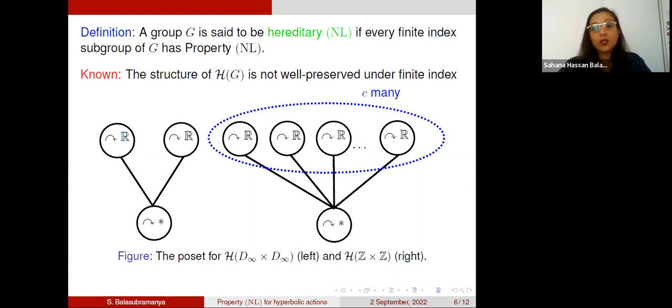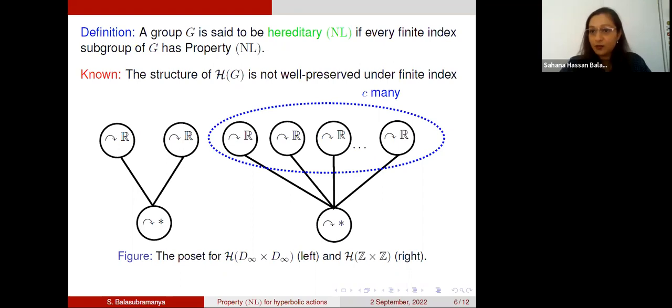So if we study the property hereditary NL, not only do we know that the poset structure for the group is trivial, but it's also trivial for every finite index subgroup. So that goes towards partially answering an open question of when this poset is preserved under finite index. And that is provided by the class of hereditary NL groups. So you can think of it as a class of groups that have a certain property in terms of their hyperbolic actions, and that's well preserved under commensurability.